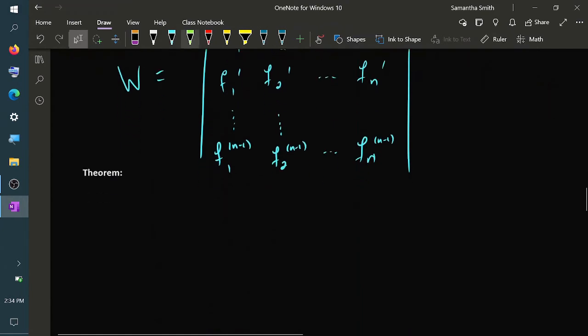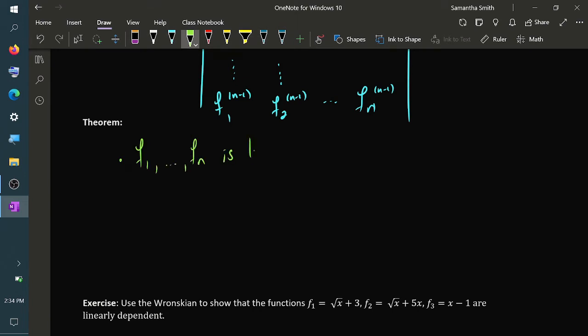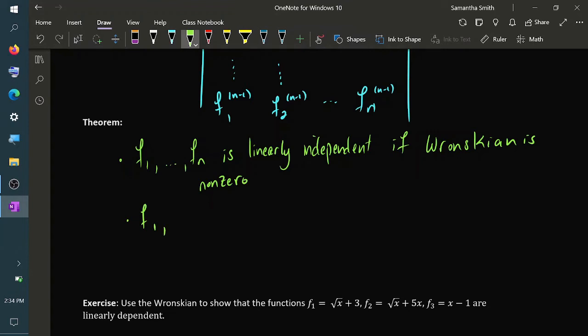When you're using the Wronskian to determine if a collection of functions is linearly independent or linearly dependent, the collection is linearly independent if the Wronskian is non-zero, and the collection is dependent if the Wronskian is 0. All you have to do is calculate the Wronskian and show that it is 0.